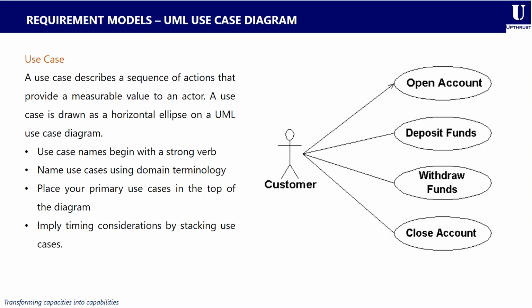So what are the use cases? These are the sequences of actions that provide a measurable value to a particular actor or user of the system. A use case can be drawn as a horizontal ellipse on a UML use case diagram. Examples of use cases are: open accounts, deposit funds, withdraw funds, close accounts. The use case name begins with a strong verb such as open, deposit, withdraw, or close.